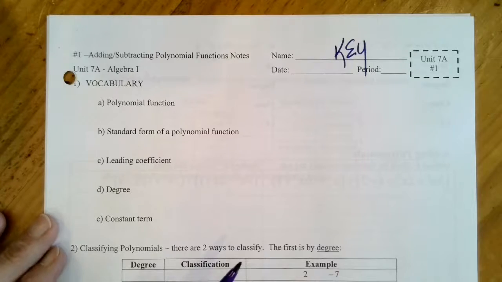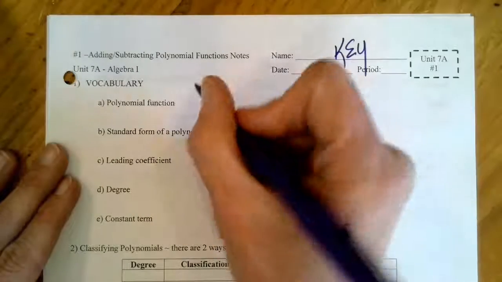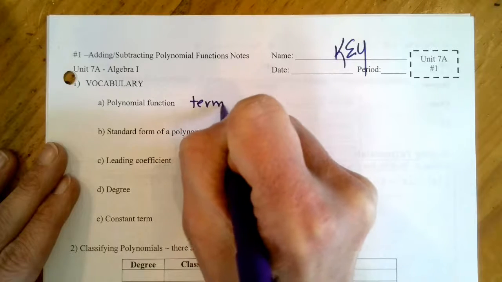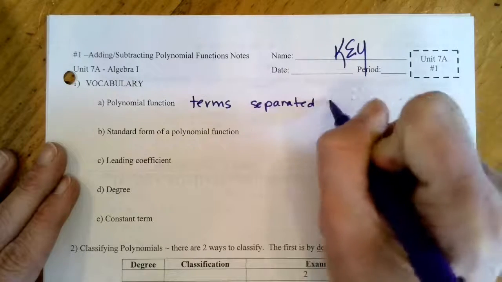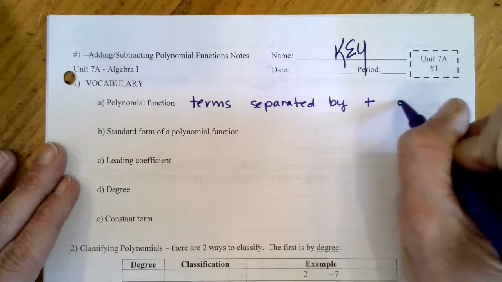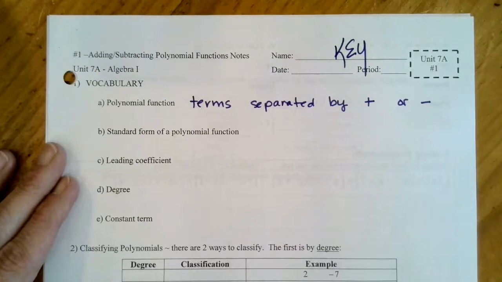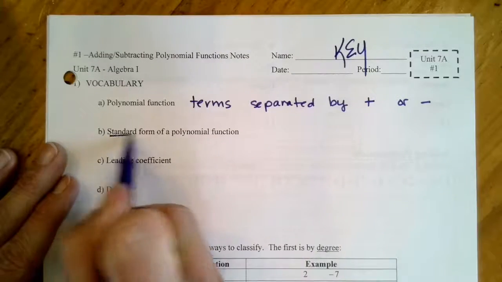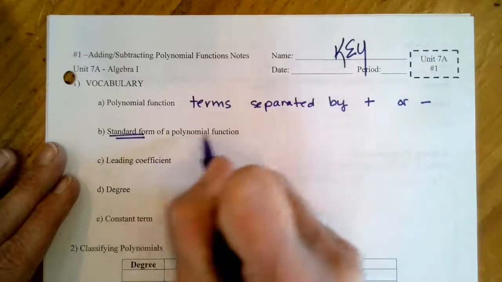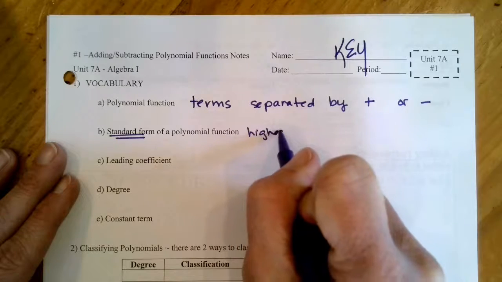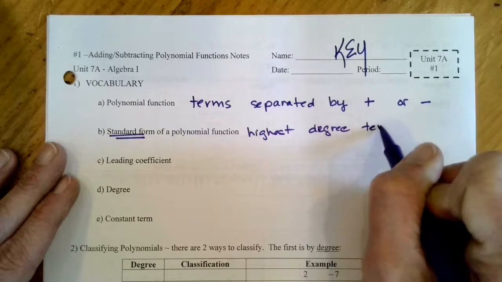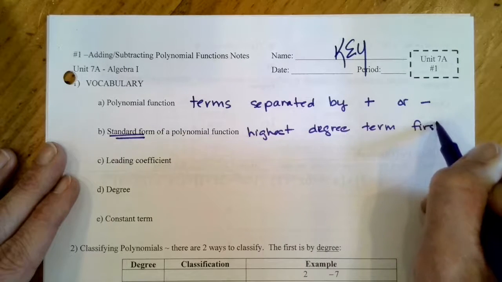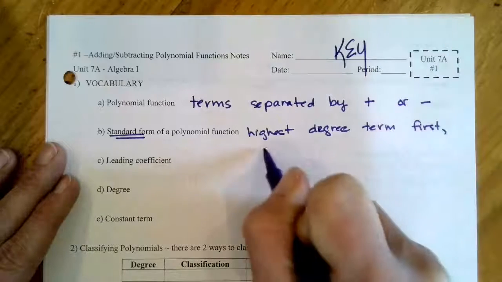This unit is going to be, what is a polynomial? Anytime you have terms separated by a plus or a minus sign, that's what gives you what we call a polynomial. Standard form of a polynomial represents when we have the highest degree first, and then on down in descending order.